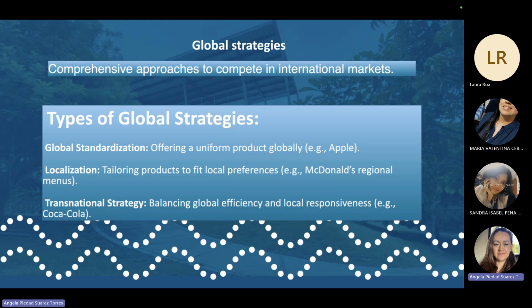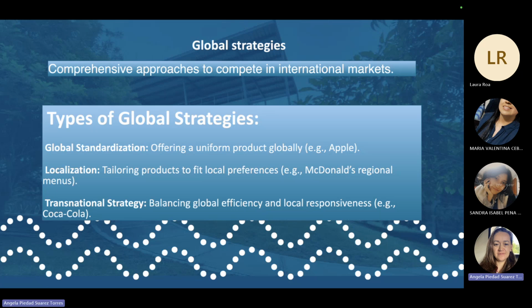From these internationalization strategies, we go to the global strategies. The global strategies are comprehensive approaches to compete in international markets. And there are some types of global strategies. The first one is global standardization, which is offering a uniform product globally.